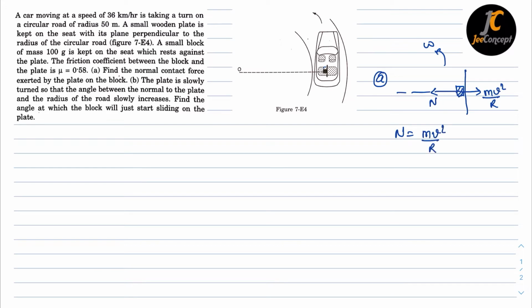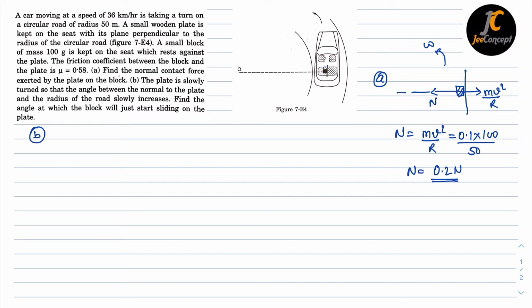The mass is given as 100 grams, that means 0.1, into velocity is 36 km per hour, that means 10 meter per second, so that is 100, upon the radius, which is 50. So this will become N is equal to 0.2 Newton. So this is the solution for the first part.